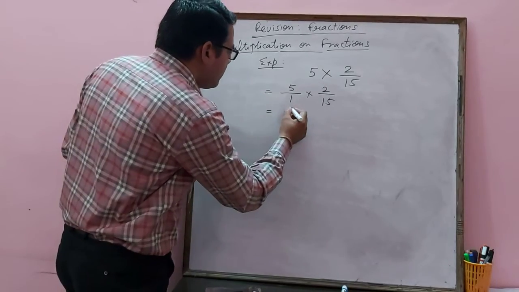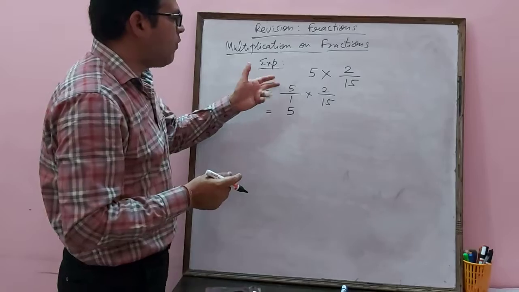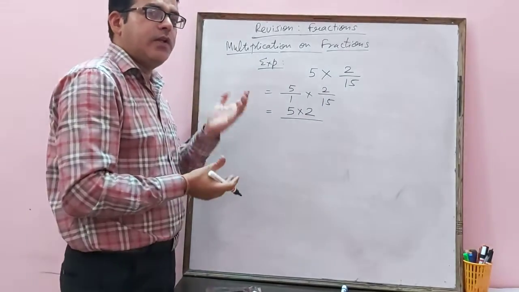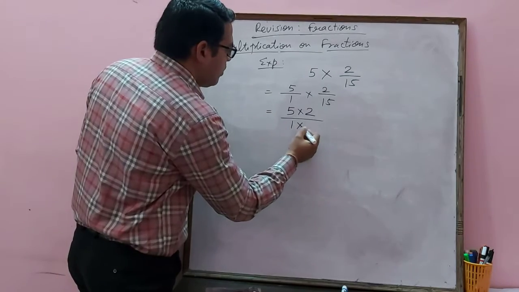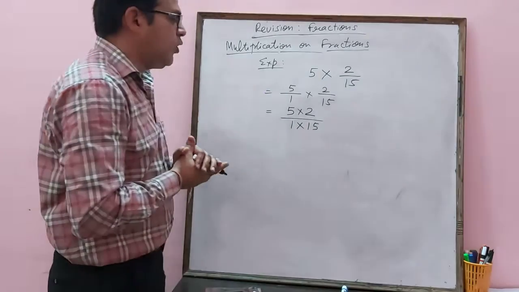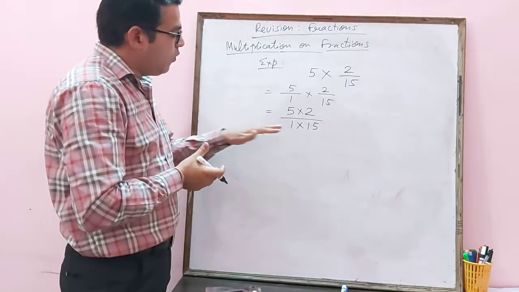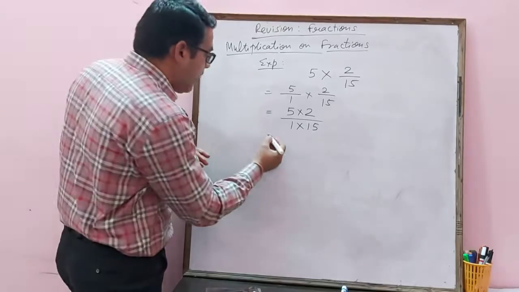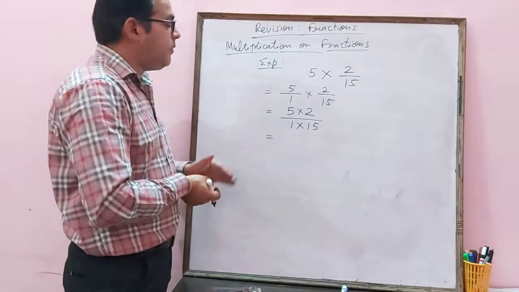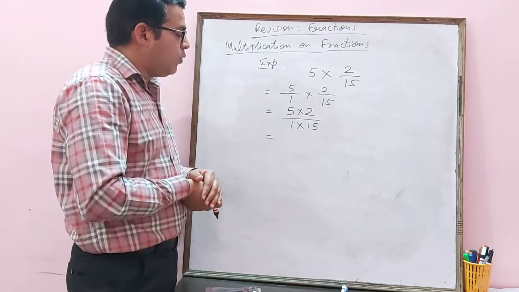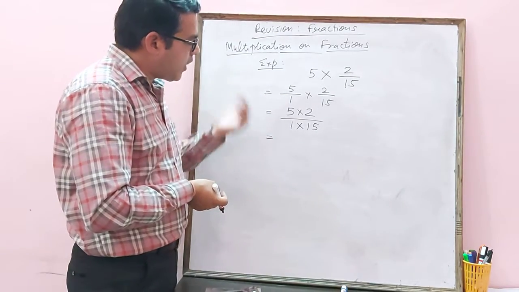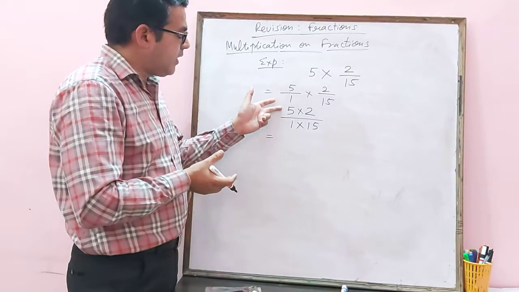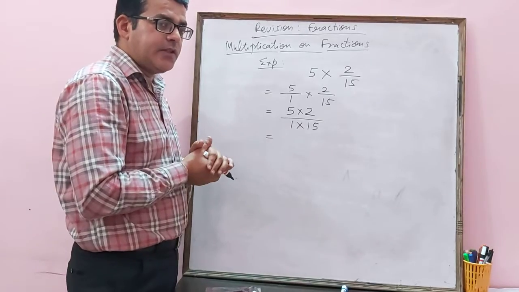Now what to do in this? See, in the numerator we have 5 and 2. So we can directly multiply numerator with numerator. And we can also directly multiply denominator with denominator. 1 and 15 are the denominators, so we can directly multiply. Now here, this is a very important step that I am explaining to you. You can check whether in the numerator and in the denominator something is common.